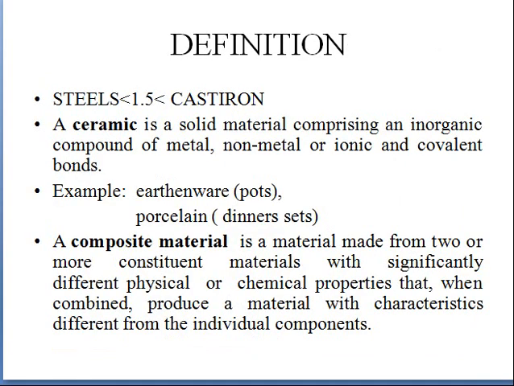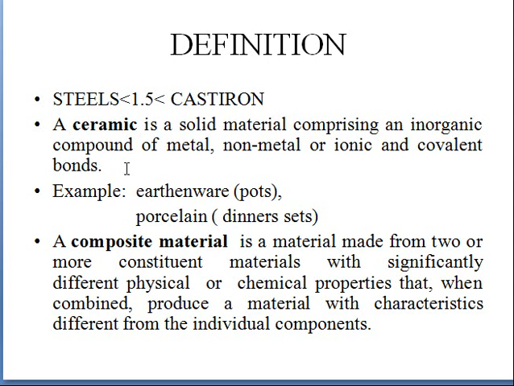First one is, as I told you, if the percentage of carbon is less than 1.5, we call it steels, and if the percentage of carbon is more than 1.5, then we call it cast iron. Now we have different types of ceramics also. Let us look at the definition of ceramic. A ceramic is a solid material comprising an inorganic compound of metal, non-metal, or ionic and covalent bonds.